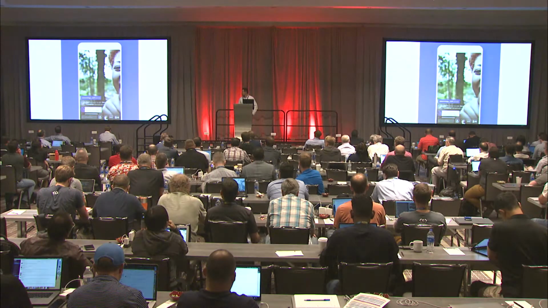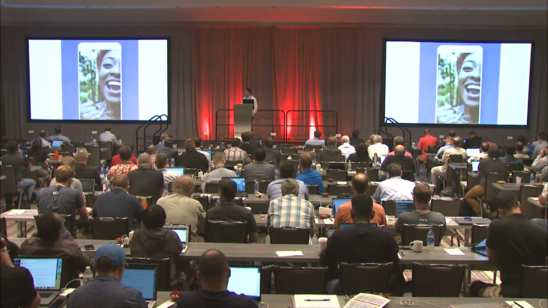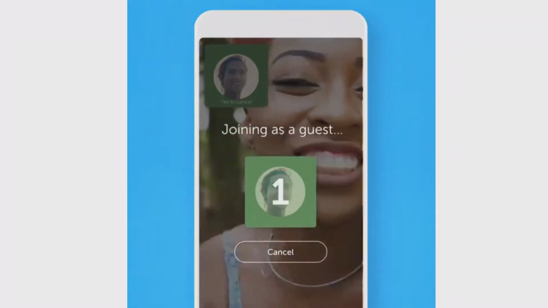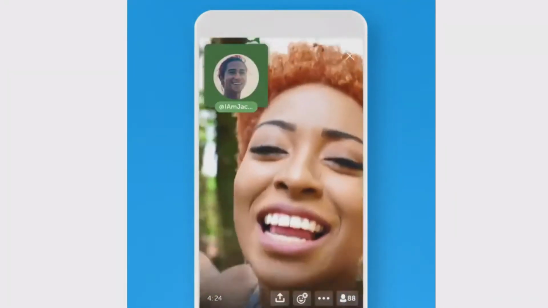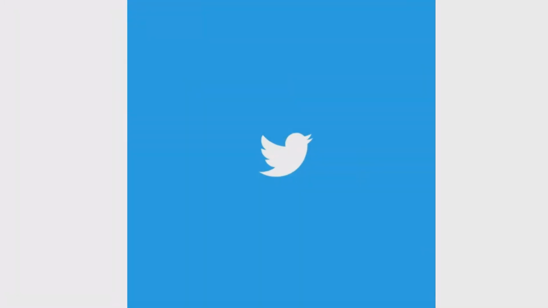This is the product. Here you see someone broadcasting using their mobile phone, and then someone in the audience is requesting to be a guest. Once the broadcaster allows them to do so, they're essentially conversing over WebRTC.